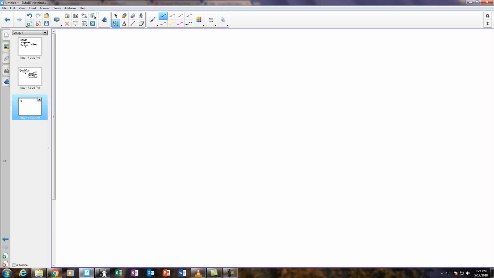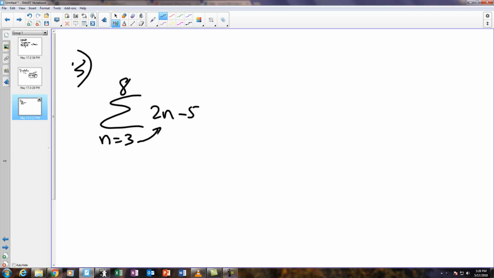If we go on and look at question number 3, we have a sum of n equals 3 to 8 of 2n minus 5. There are two ways basically to do this. The first option is to plug 3 in, then 4, then 5, then 6, then 7, then 8. You'll get those 6 answers. For instance, 3 plugged in is 6 minus 5 is 1. So the first term here would be 1, and then I plug 4 in and get 3, and I keep adding up these terms until I get to the 8th term. I add all those up and get a final answer.